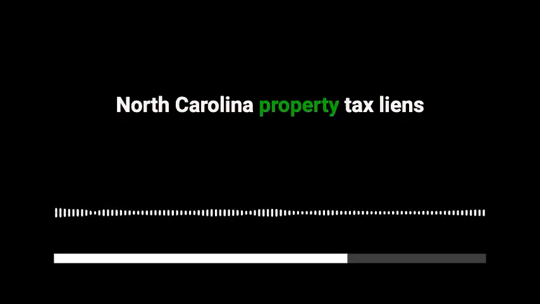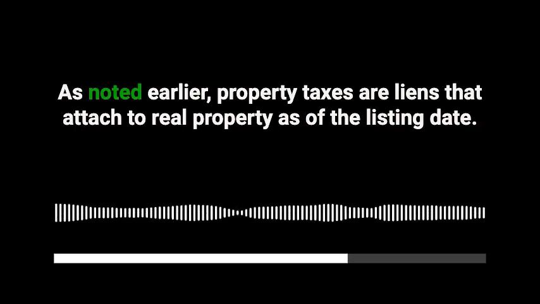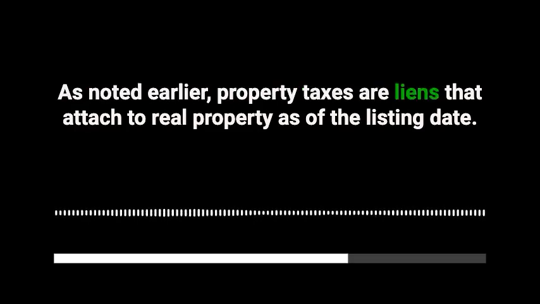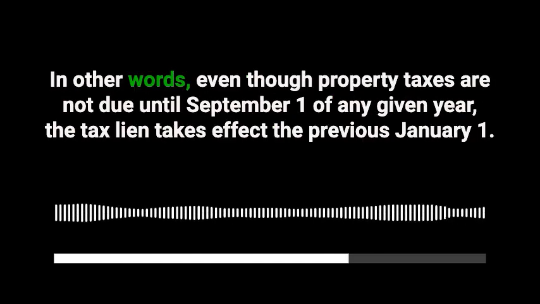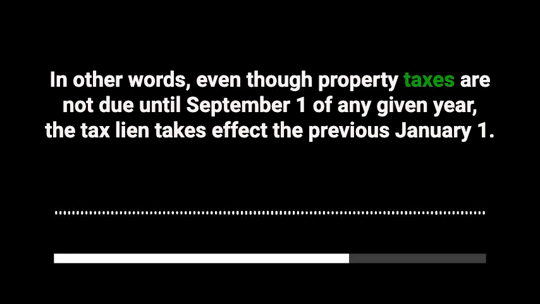North Carolina property tax liens. As noted earlier, property taxes are liens that attach to real property as of the listing date. In other words, even though property taxes are not due until September 1st of any given year, the tax lien takes effect the previous January 1st. Remember, this tax lien takes priority over all other liens.